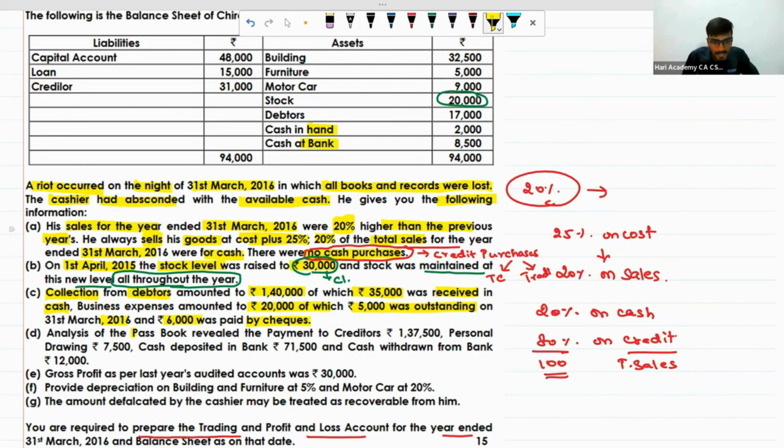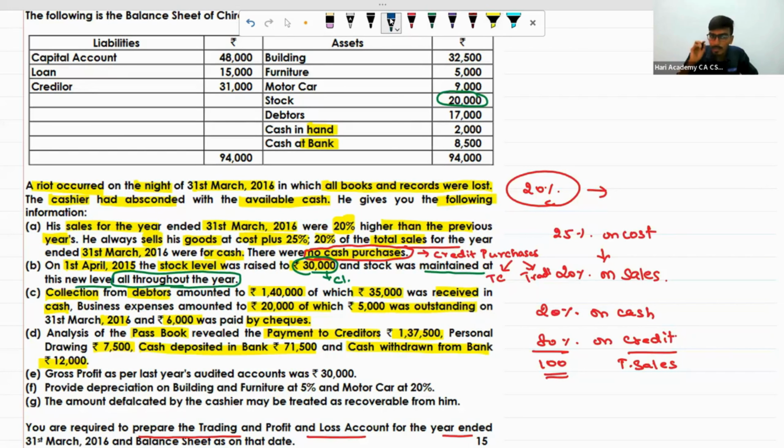Next, analysis of the passbook. It means analysis of a banking statement revealed payment to creditors is 1,37,500. Personal drawings is 7,500. Cash deposited in the bank is 71,500. Cash withdrawn from the bank is 12,000.